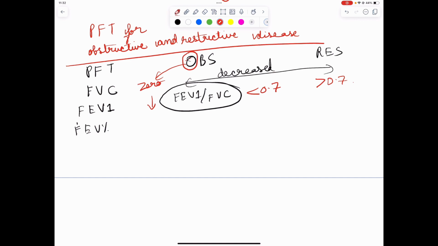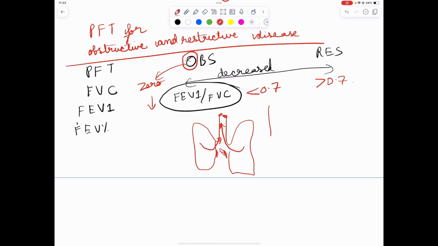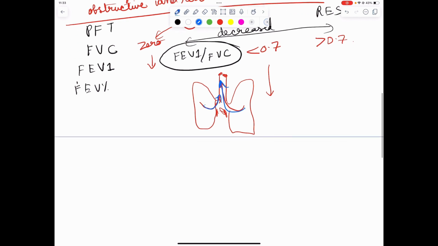So what does an obstructive disease mean? See, this is the lung. In obstructive disease, there is obstruction when air is being expelled out of the thoracic cavity. So there is no problem in inspiration here. The problem is in expiration. But what happens in restrictive disease? In restrictive disease, the problem is in inspiration, because the lung is not able to expand fully so that it can create a pressure and bring the air from outside to inside.